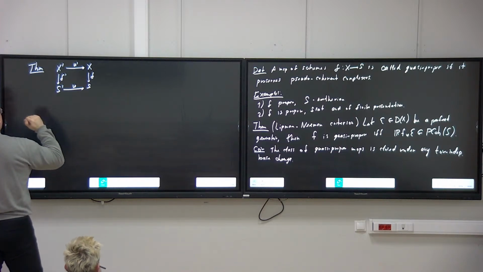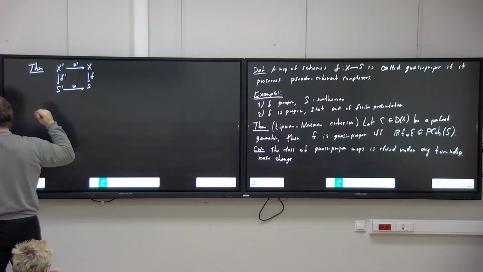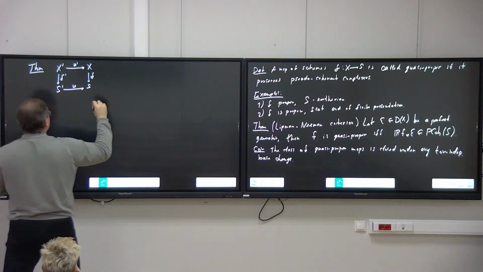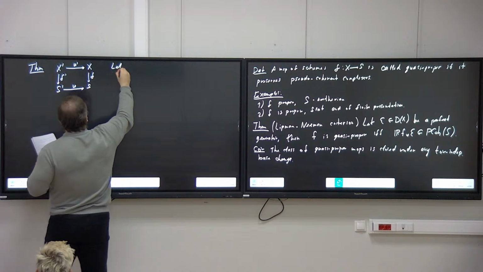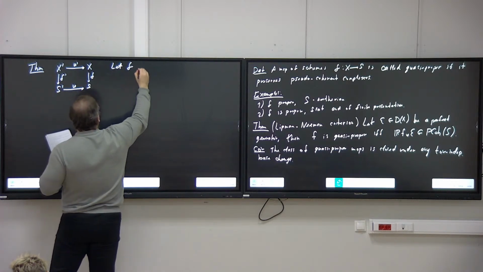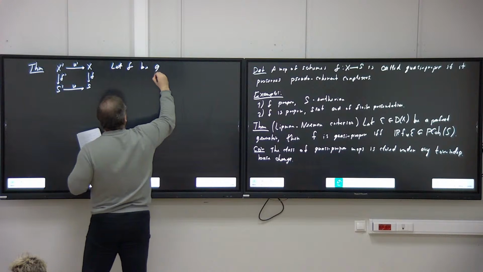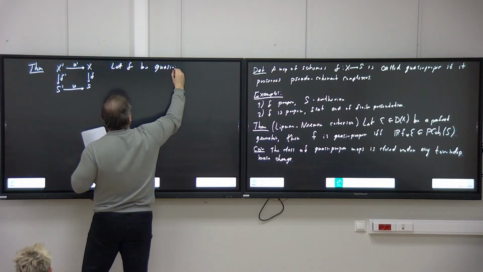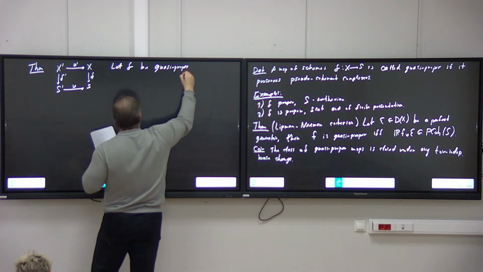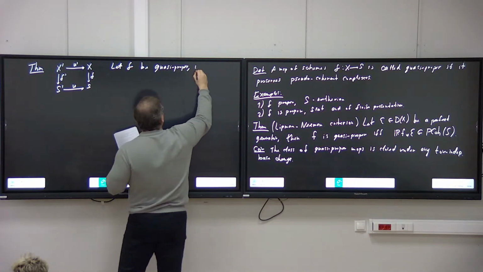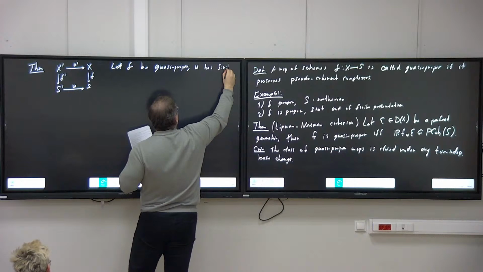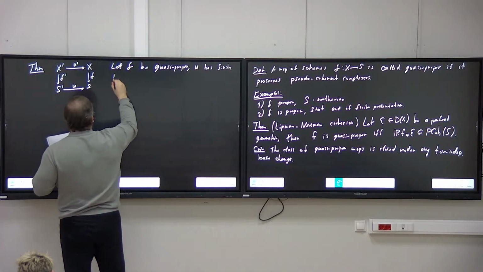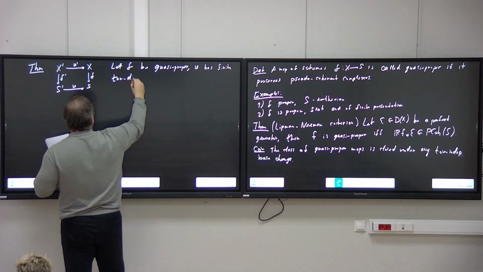Well, anyway, the theorem says that whenever I have this Cartesian square, and in this Cartesian square, let f be quasi-proper, and we assume that U has finite Tor dimension.